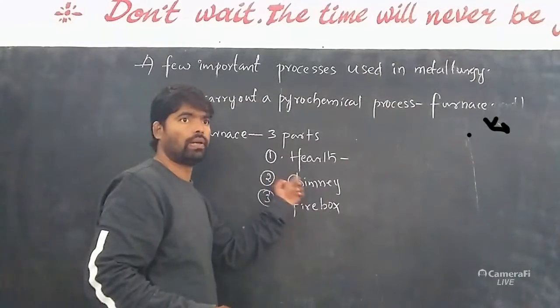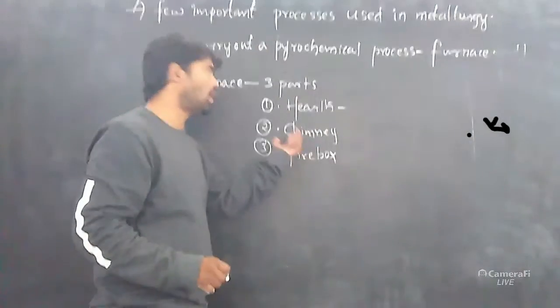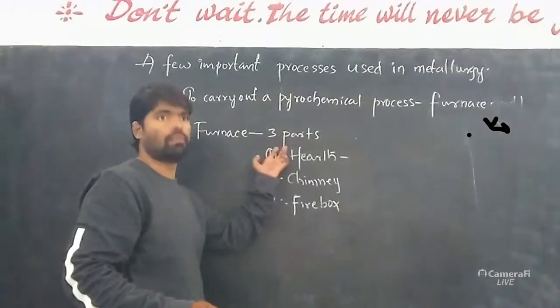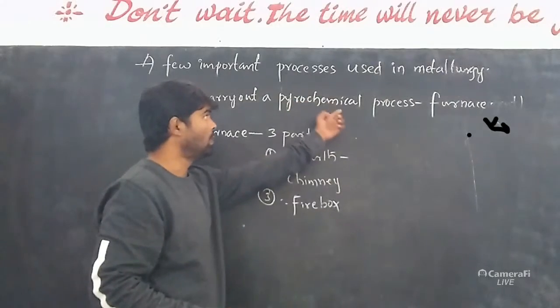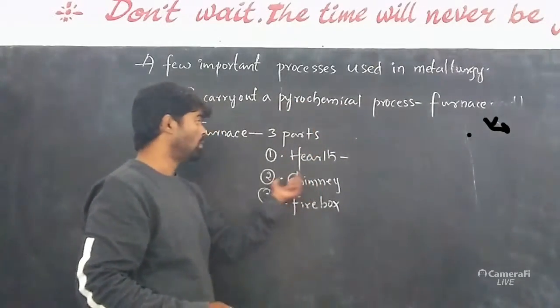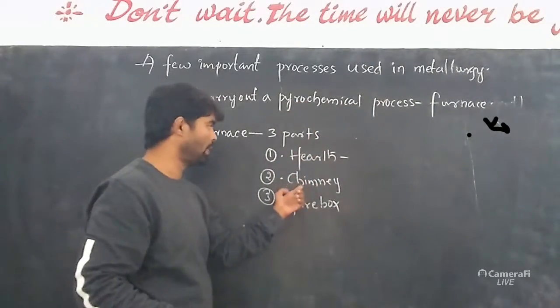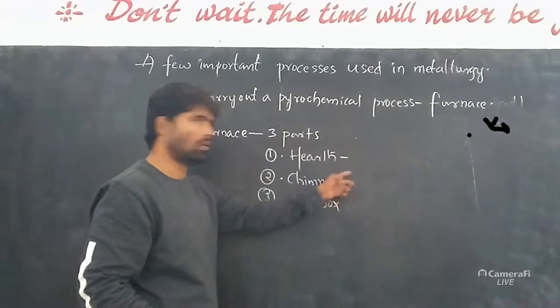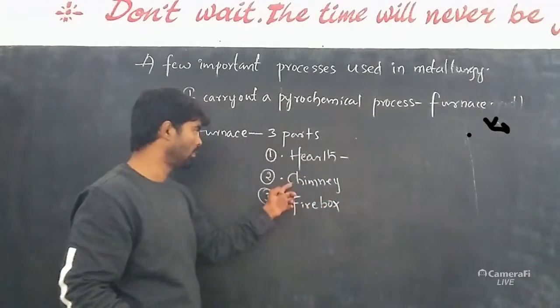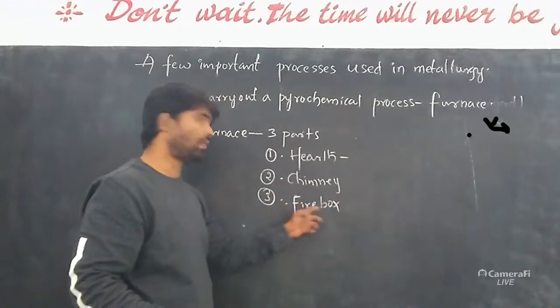Chimney means, where do we use a chimney? A chimney is an outlet for the removing of gases. When the pyrochemical process is taking place, whatever wastage is in the form of gases is allowed to go out with the chimney. And firebox.